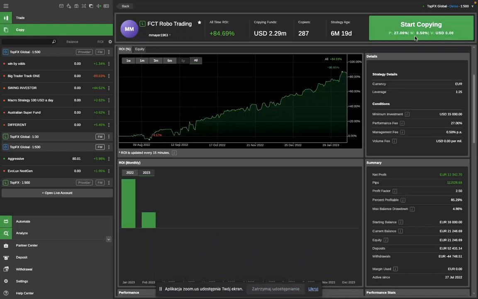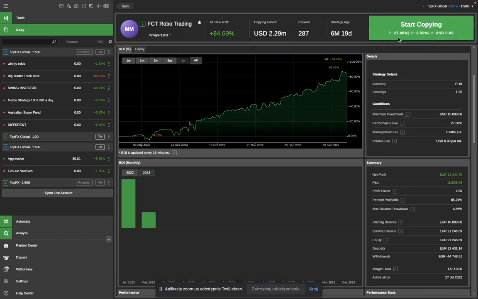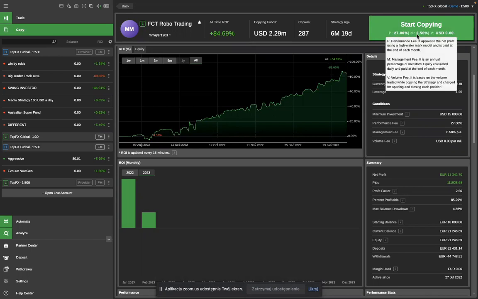The management fee is an annual, yearly percentage of investors' equity, calculated and paid at the end of each month. As you can see, this signal provider has set the management fee at 0.5% yearly. How big can the management fee be, how much can you set here? Again, it's 10%.